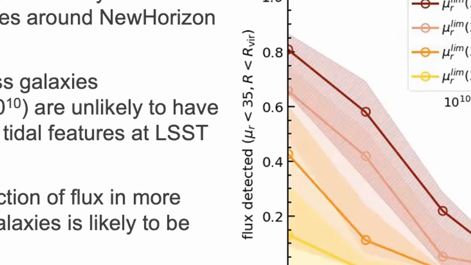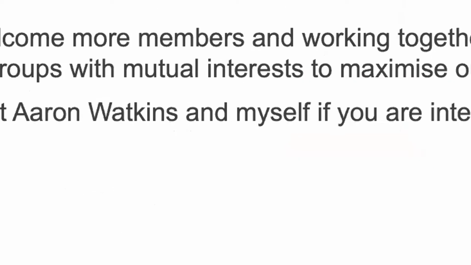We find, so the plot on the right shows redshift and the flux detected in the outer regions of the galaxies down to different surface brightness depths, and lower mass galaxies are unlikely to have detectable tidal features at LSST surface brightness limits. A large fraction of flux in more massive galaxies is likely to be detected. And the number of galaxies with detectable tidal features falls with redshift. So less than 10% flux in halos of Milky Way galaxies is detected by a redshift of 0.2. So there's much more work to do.